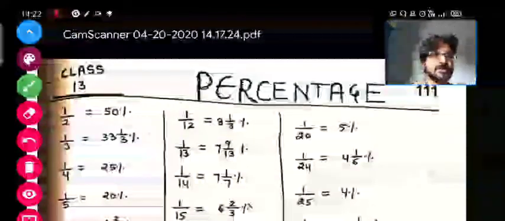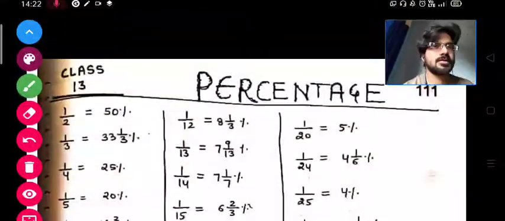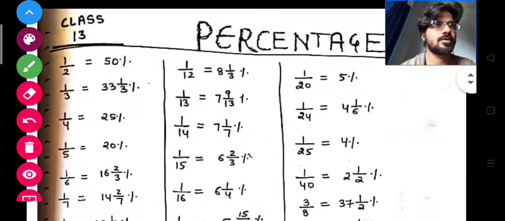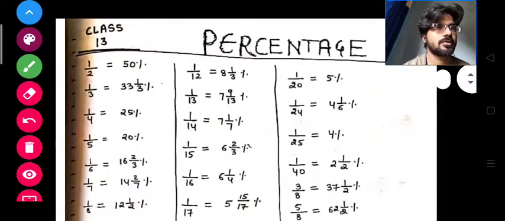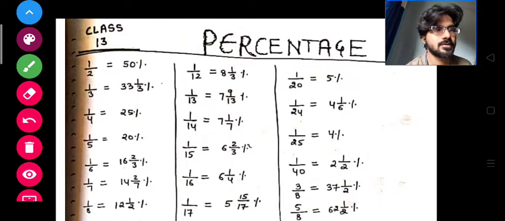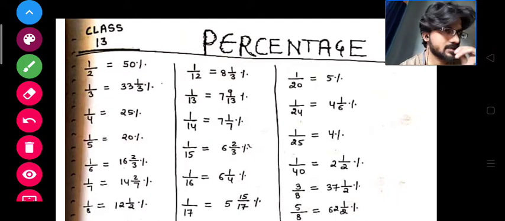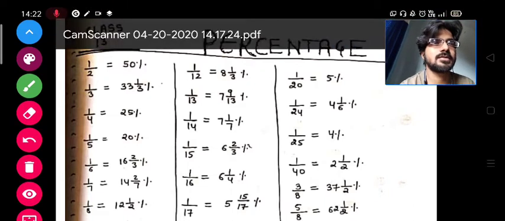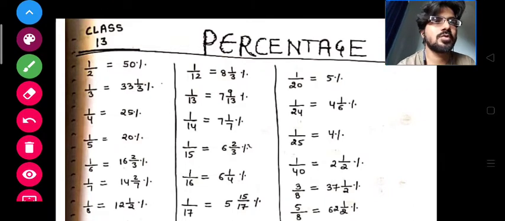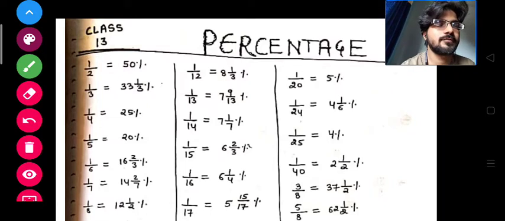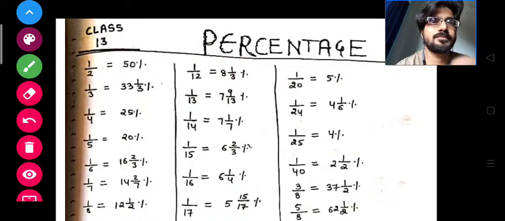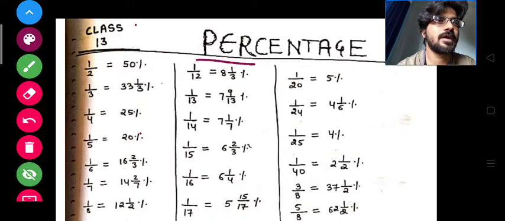Hello students. Today we will learn about a chapter about percentage and its application. So what do you understand by percentage? It has one qualitative meaning and one quantitative meaning. The quantitative meaning is: per means divided by and cent means 100.